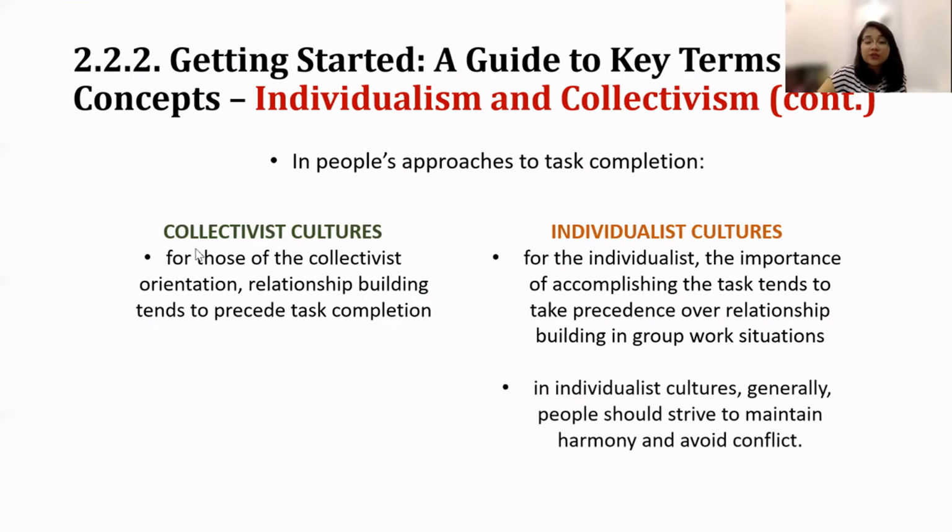In collectivist cultures, generally, people should strive to maintain harmony and avoid conflict. But what makes them different? So you see the we consciousness, the relationship between you and me, right? So, we consciousness, but individualist, no. It's completing the task first, and the relationship can be for later.